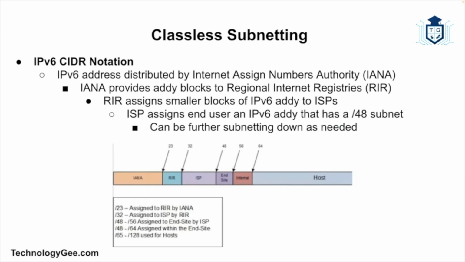So an IP version 6 address is usually distributed by the Internet Assigned Numbers Authority, or the IANA. The IANA is responsible for providing address blocks to the regional internet registries, who then assign smaller blocks of IP version 6 addresses out to your ISPs or your internet service providers. From there, the ISP will then assign you, the end user, with an IP version 6 address that has a /48 subnet, which you can then further subnet down as needed.